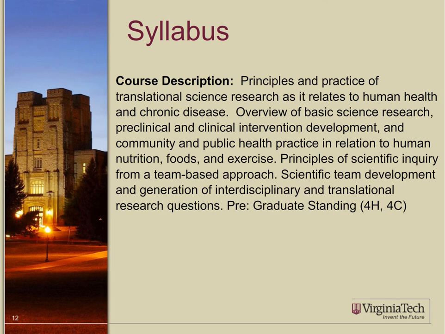This course is an overview of the principles and practice of translational science research as it relates to human health and chronic disease. In addition, it provides an overview of basic science research, preclinical and clinical intervention development, and community and public health practice in relation to human nutrition, foods, and exercise. Finally, it addresses the principles of scientific inquiry from a team-based approach, as well as scientific team development and the generation of interdisciplinary and translational research questions. Graduate standing is required for this course, and the course is 4 credits.